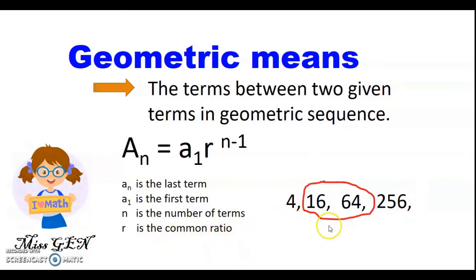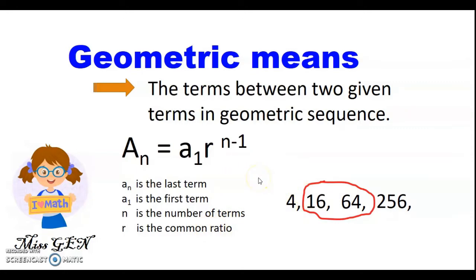Here in our example, 4, 16, 64, and 256, a sub n is 256, which is the last term. A sub 1 is 4, our first term, and n is the number of terms, or the number in the sequence. So 1, 2, 3, 4. So here we have 4 terms. And r is our common ratio.